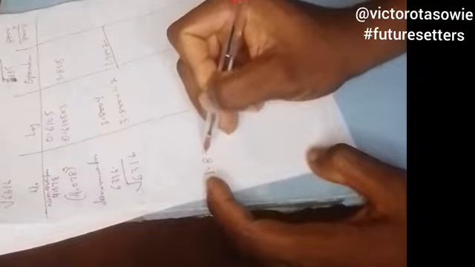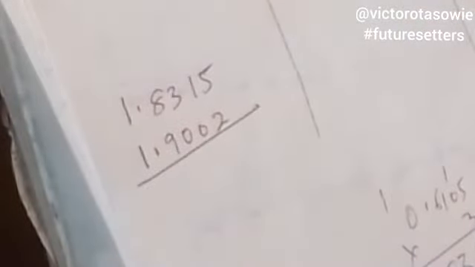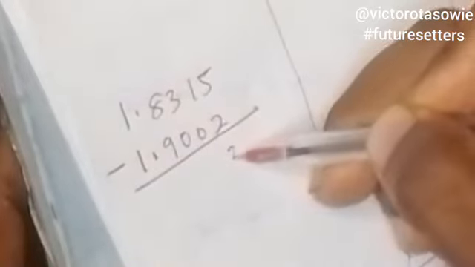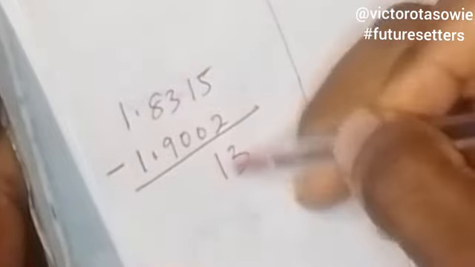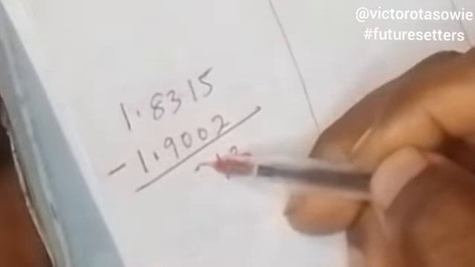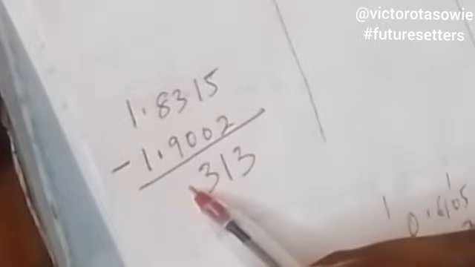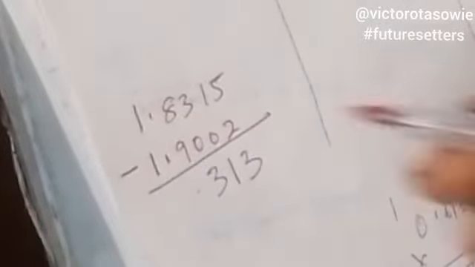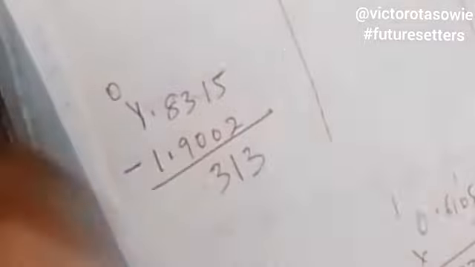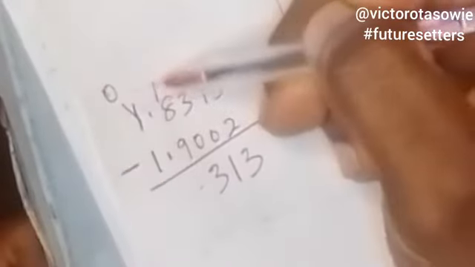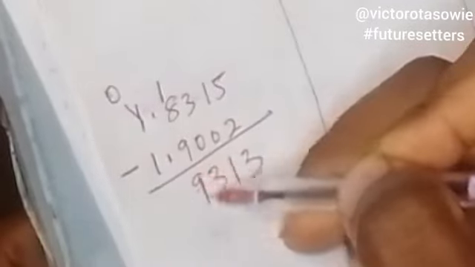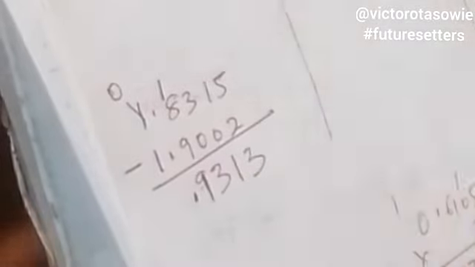This is 1.8315. Then what we have is 1.9002. You will subtract the way it is. So 5 minus 2 is what? 3. 1 minus 0 is what? 1. 3 minus 0 is what? 3. Can 8 subtract 9? No. What will you do? You borrow 1 from the 1, which becomes 0, then add the 1 to 18. What will it give you? 9.